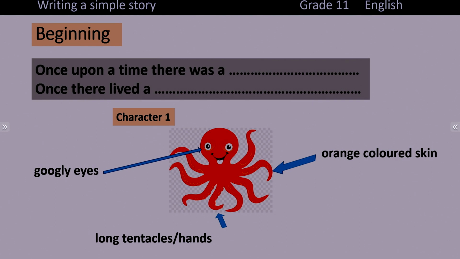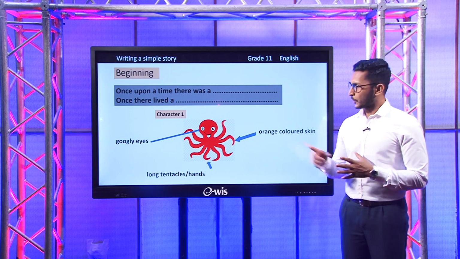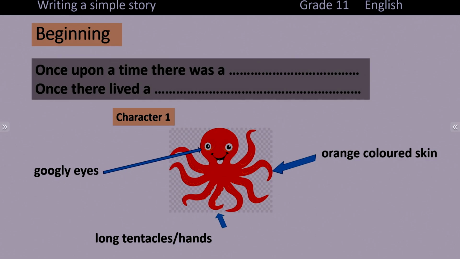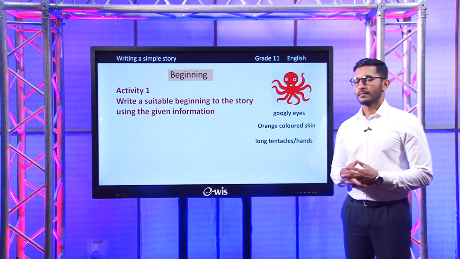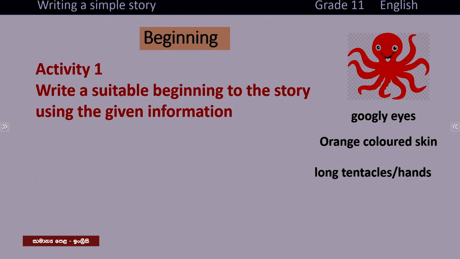Now here in the beginning of the story, I'm going to introduce our main character, that is the octopus. So I'm going to describe the octopus in detail. Here see the phrases: googly eyes, orange colored skin, and long tentacles or hands. Now it is the time for you to write the beginning of the story. Take some time and try to write it. Use the information given here: googly eyes, orange colored skin, long tentacles.